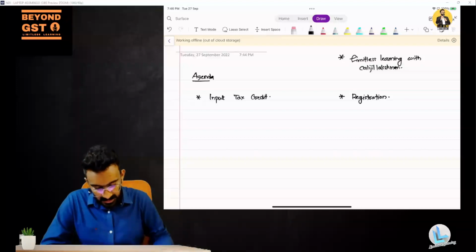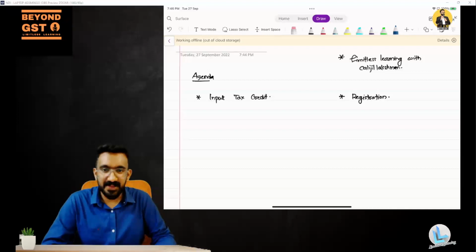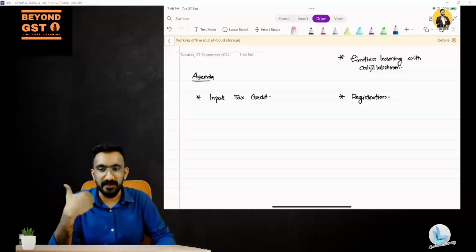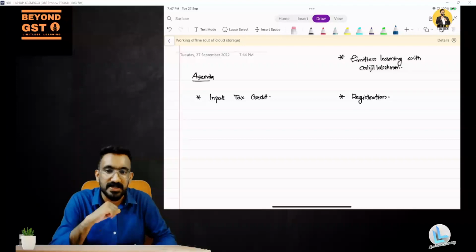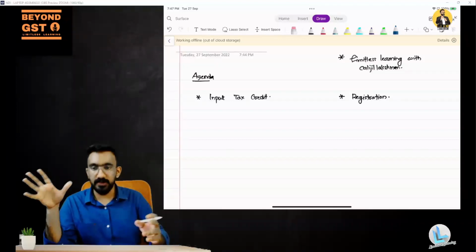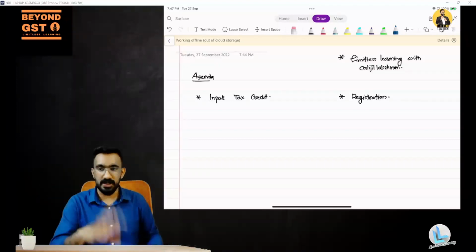Basically, this is out of the survey that we've conducted. We asked the students which chapters they want me to cover, and they all came back and said these two chapters are the ones they want us to cover for the next exam. So I thought, okay, let me give you an overall idea on these two chapters.